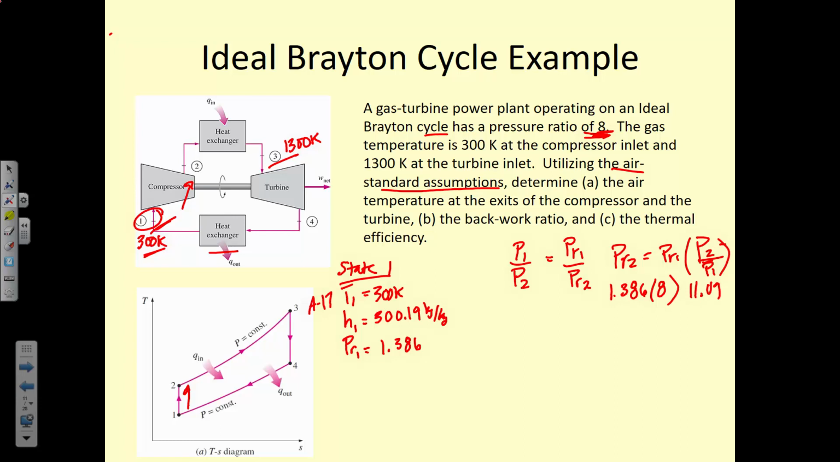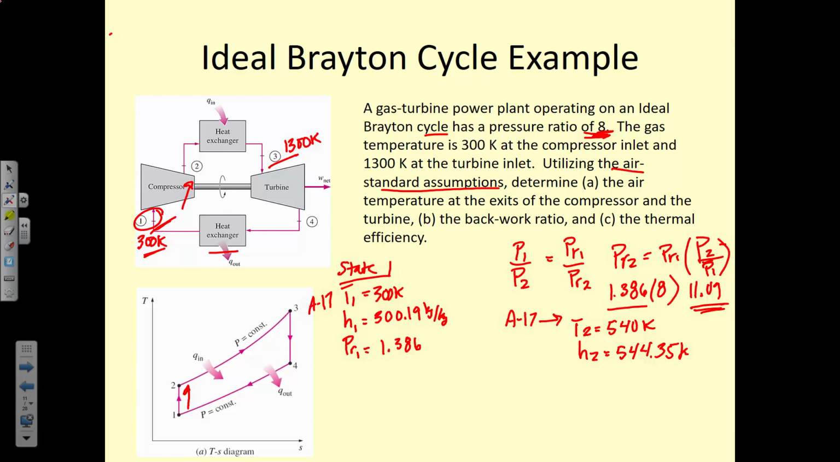So then we can use that and go back to table A17. For PR of 11.09, we find that T2 is 540 Kelvin and H2 is 544.35 kilojoules per kilogram.